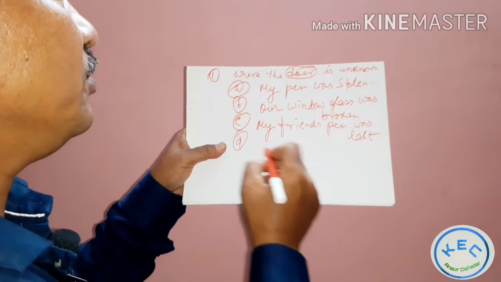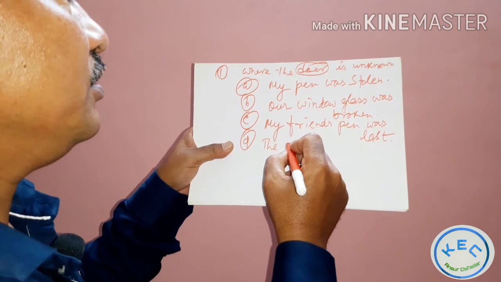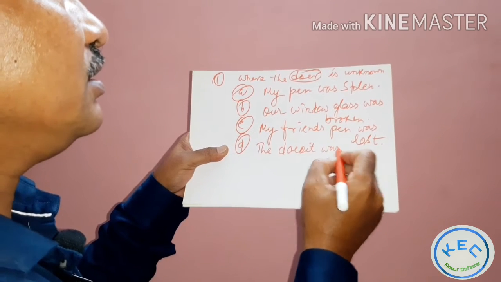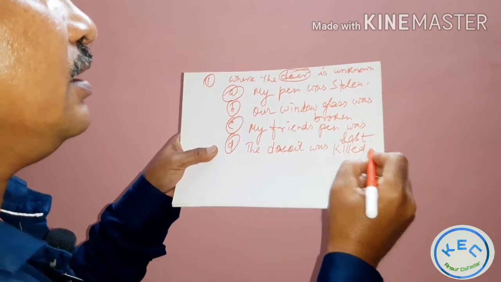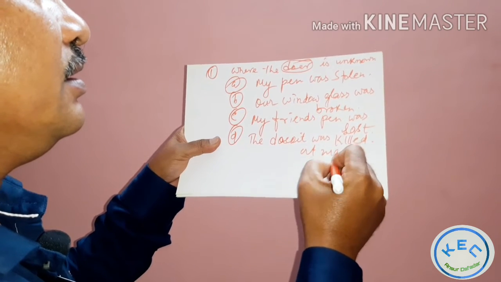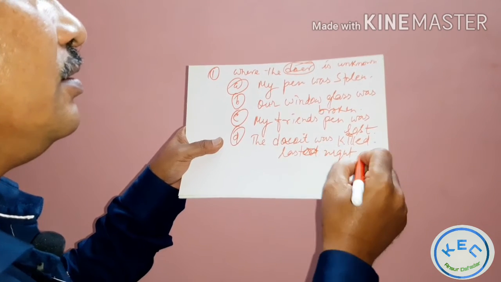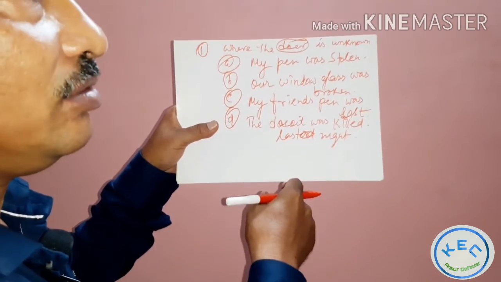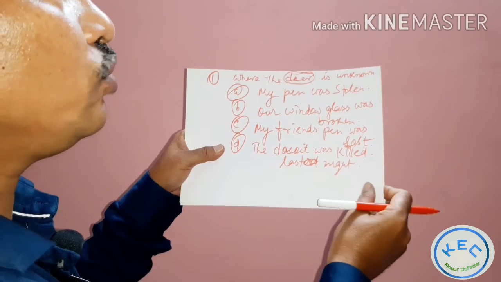Example D. The dacoit was killed at night, or the dacoit was killed last night. But who killed this dacoit is not known. So in these cases, we must use passive voice sentences where the doer is unknown.